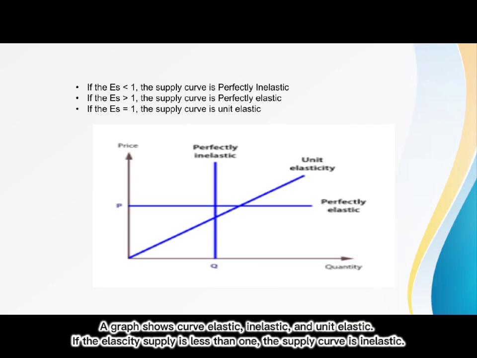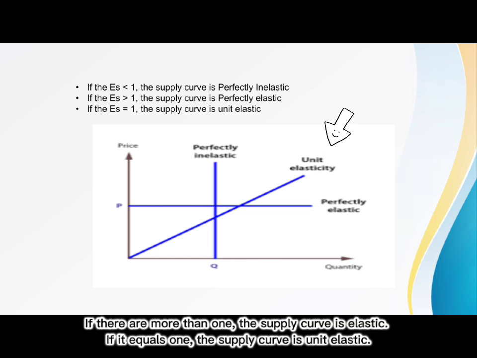The graph shows the elastic, inelastic and unit elastic curves. If the elasticity of supply is less than 1, the supply curve is inelastic. If it is more than 1, the supply curve is elastic. If it equals 1, the supply curve is unit elastic.